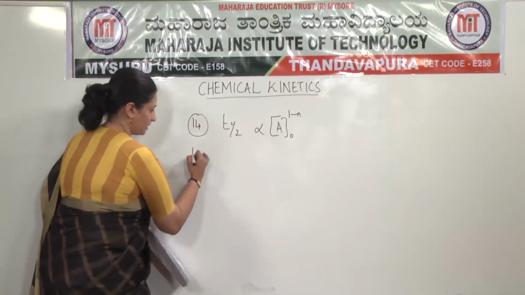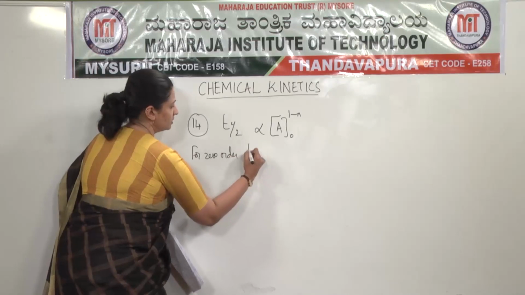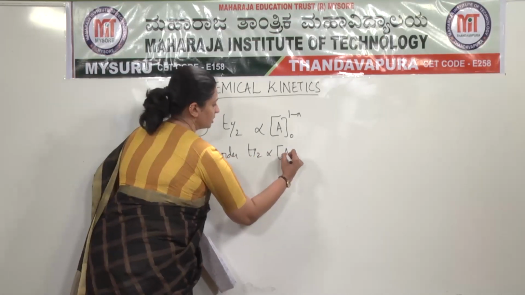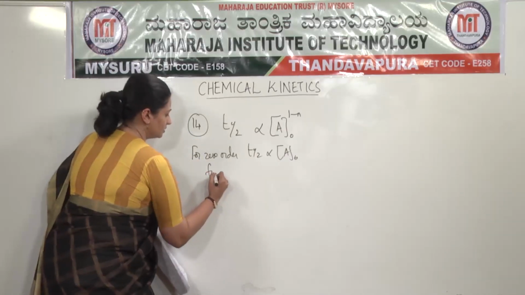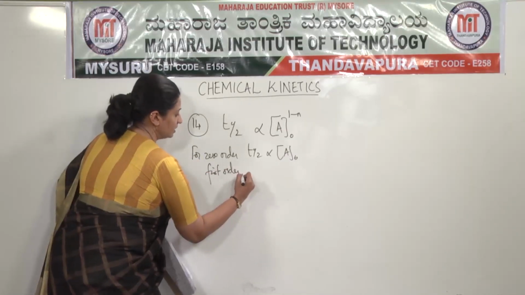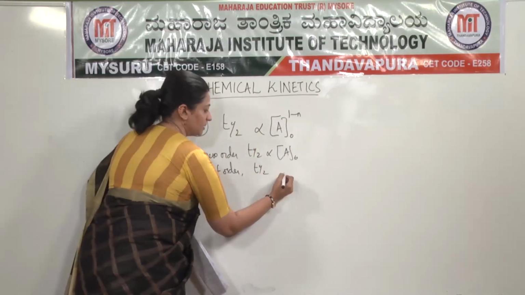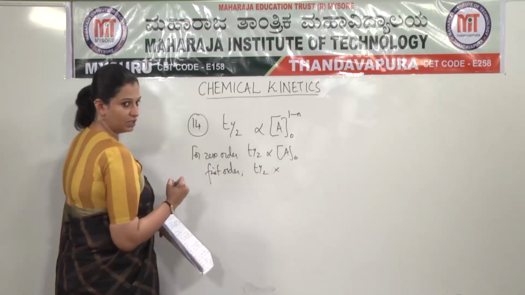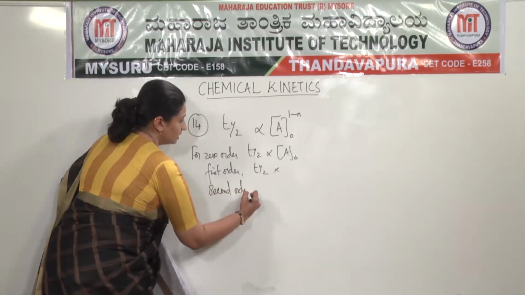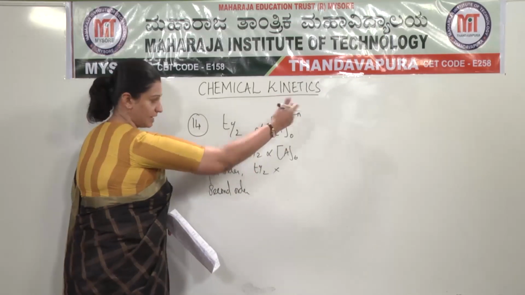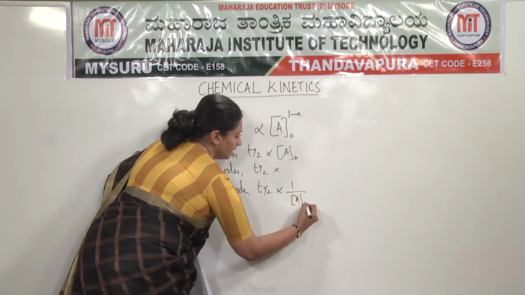Which means for zero order, T half is directly proportional to A naught because n is 0. For first order reaction, A naught will be raised to 1 minus 1, which is independent. So T half does not depend on A naught. And for second order, this will be 1 minus 2, so it will become minus 1. So T half will be inversely proportional to A naught.